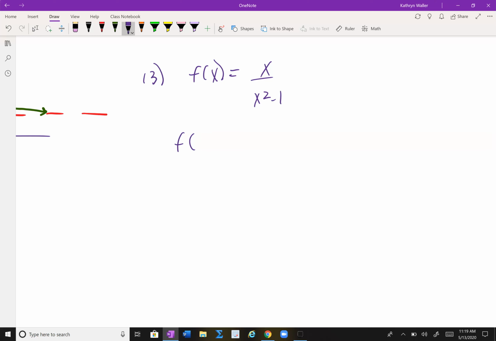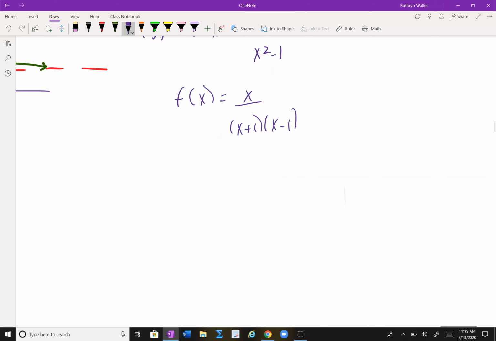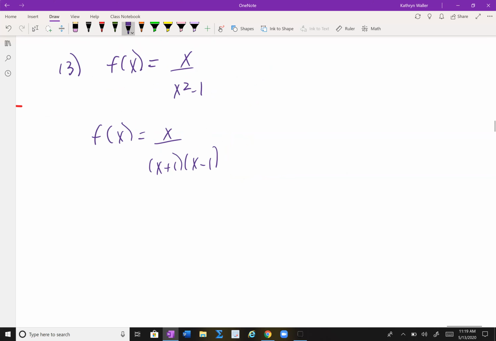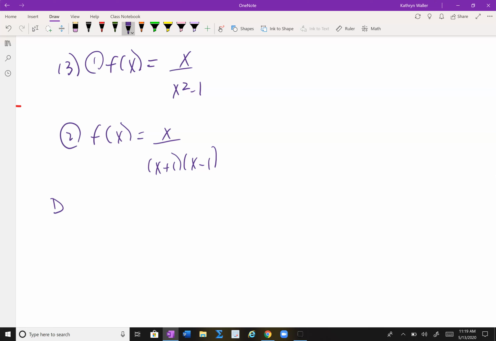Okay, so step 1, factor, and that's going to factor it to x plus 1 times x minus 1. And now let's look at what they want. So those are the two equations. Call this equation 1, equation 2. Domain from the bottom, x cannot be equal to plus or minus 1. The y-intercept, let x be a 0.